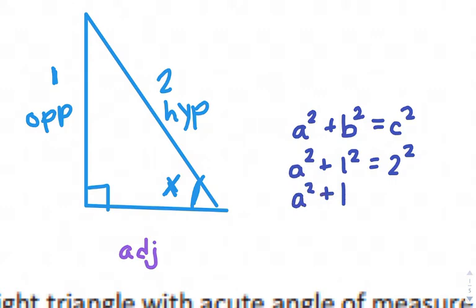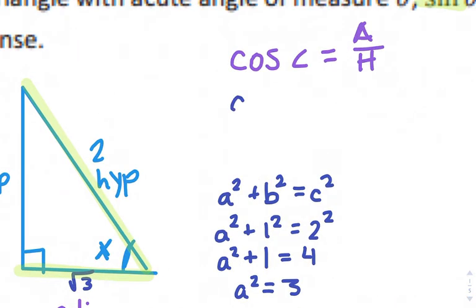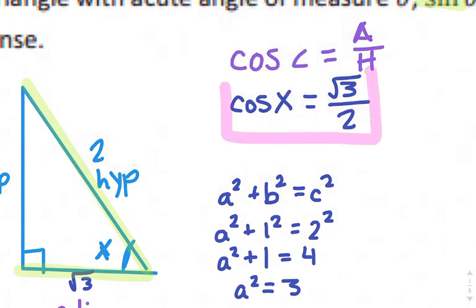So 1 squared is 1, 2 squared is 4. I'm going to subtract 1 on the other side and get a squared equals 3. If I take the square root, then I get a equals radical 3. That means the adjacent side is radical 3. So now if I wanted to figure out the cosine, well, cosine is adjacent over hypotenuse. So it would be radical 3 over 2. And instead of saying my angle, I'm just going to put x, or you can put your theta. So this is my answer.